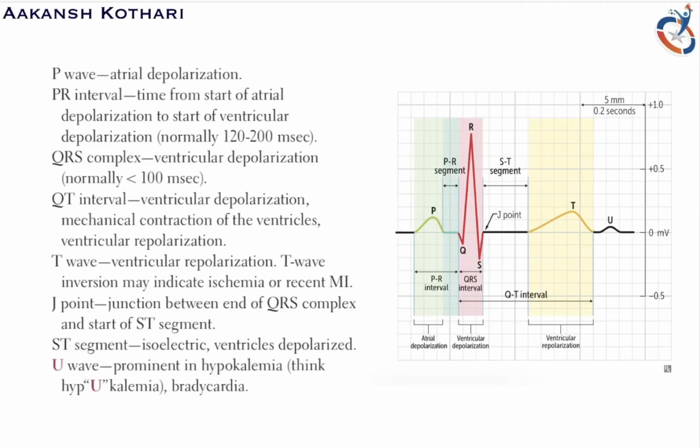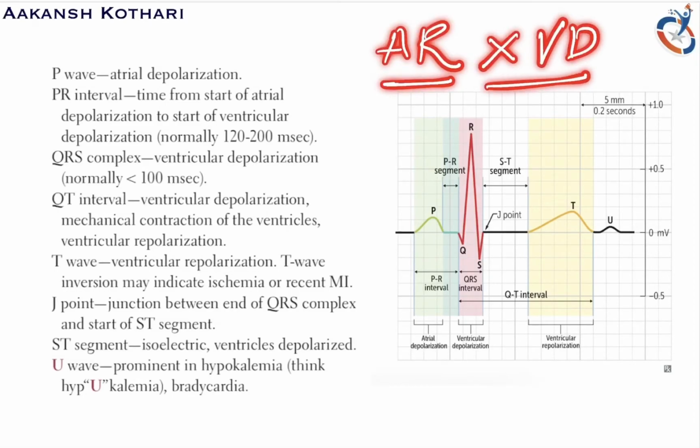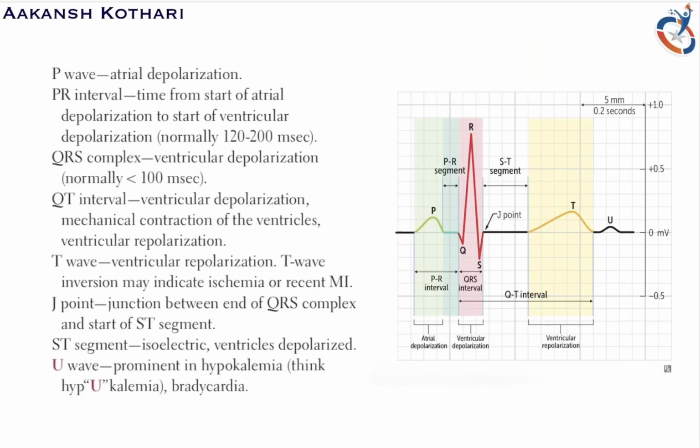Now atrial repolarization is masked by ventricular depolarization, hence it is not shown in the ECG. Am I clear? So the atrial repolarization is masked by ventricular depolarization. Please remember that. Now the QRS interval is normally less than 100 milliseconds.